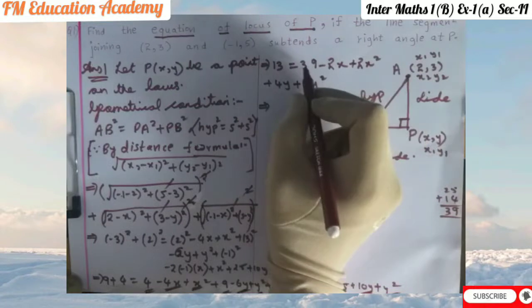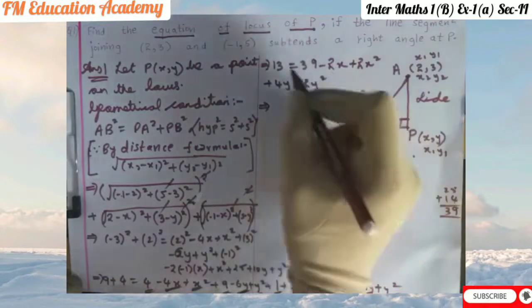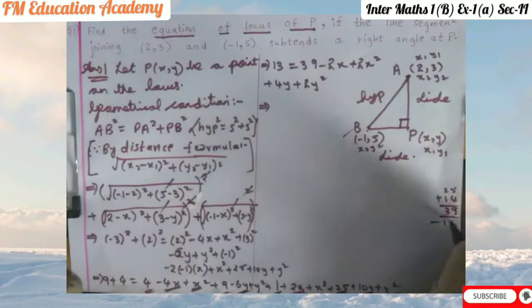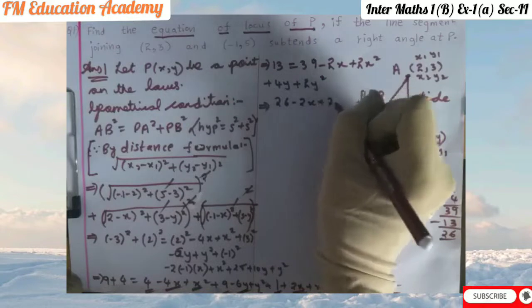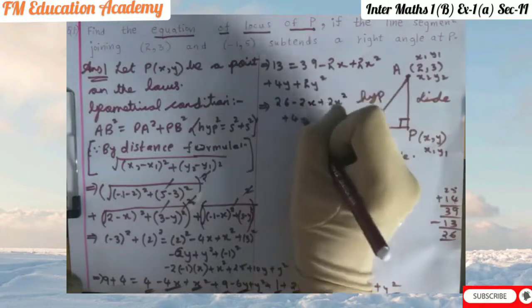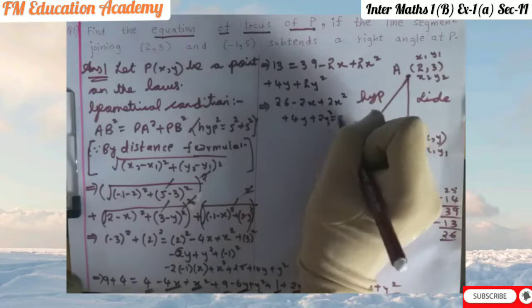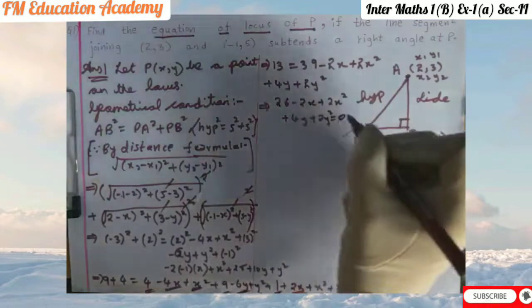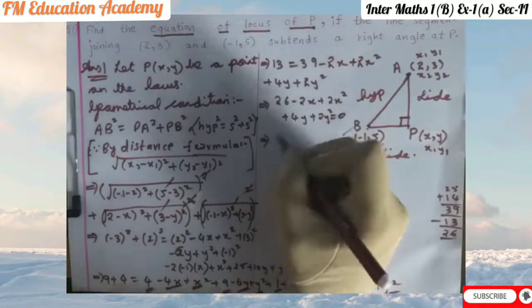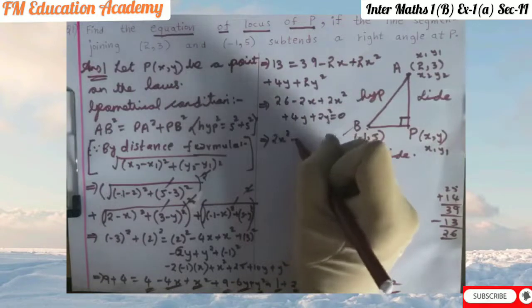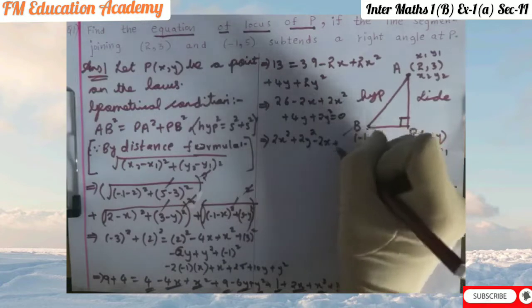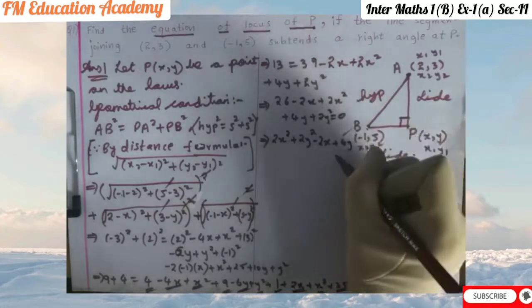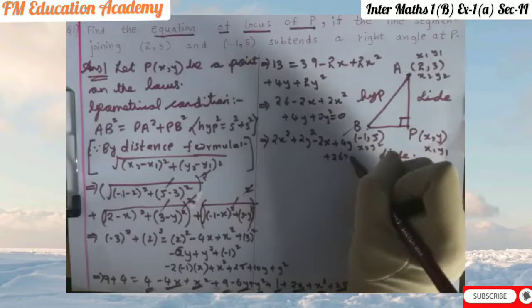Now 39 minus 13, because plus 13 if it comes this side it becomes minus 13. 9 minus 3 is 6 and 3 minus 1 is 2. 26 minus 2x plus 2x square plus 4y plus 2y square is equal to 0 we have. So now what we can do? First we'll write x square terms, 2x square, then y square term, 2y square, then x term, that is minus 2x, then y term, that is plus 4y, then the constant, that is plus 26, equals 0.